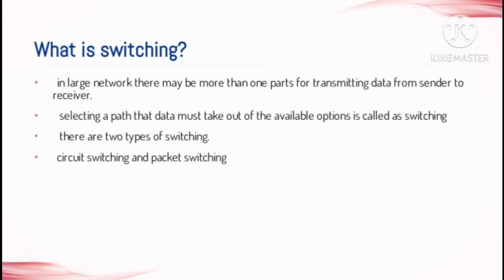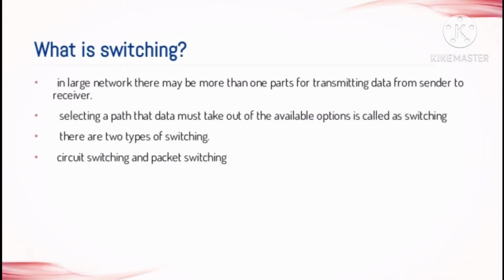In a large network, there may be more than one path for transmitting data from sender to receiver. In the case of small networks, it is much easier to transmit the data from sender to receiver, but in the case of large networks, a path has to be chosen, and it can be more than one path also. Selecting a path that data must take out of the available options is called switching.